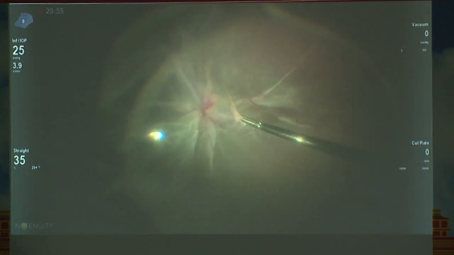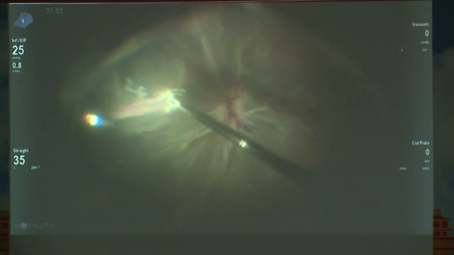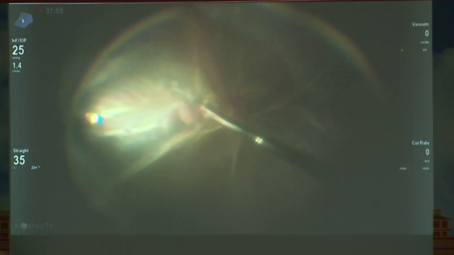I could remove the membranes over the disc very easily. I could even do a retinotomy in the periphery and then try to remove even the subretinal glands, biotic glands also. Now look at the periphery. The periphery is also equally well visualized. So yes, definitely there are techniques to overcome these things.